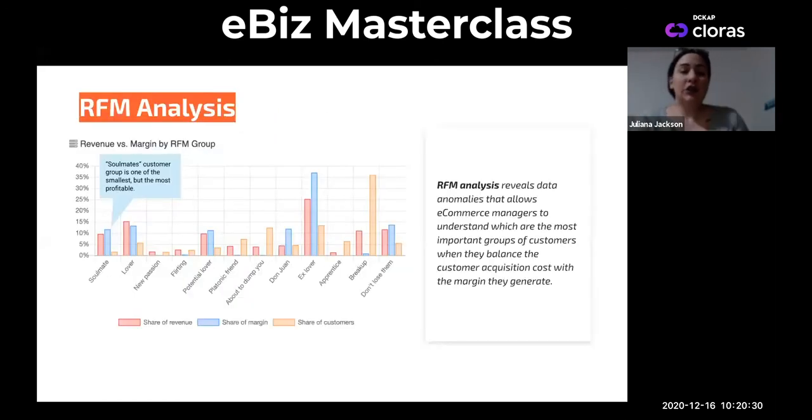Cool. So going back to the RFM analysis, you can see here a graph. This is from our software review. You are able to determine all the groups of customers that the brand has, and you can see that the soulmates have the highest margins, and they're the most profitable of all of them.